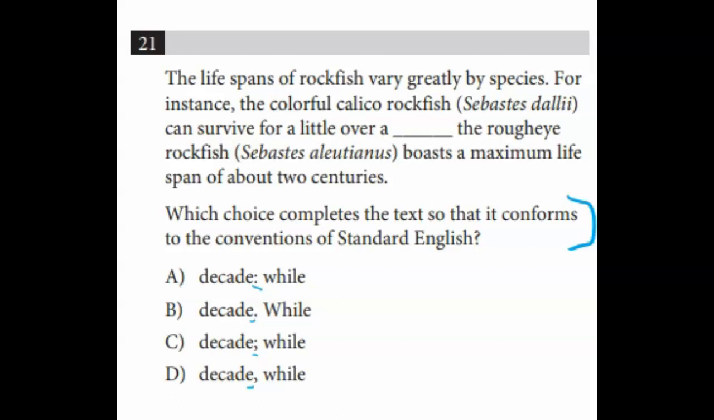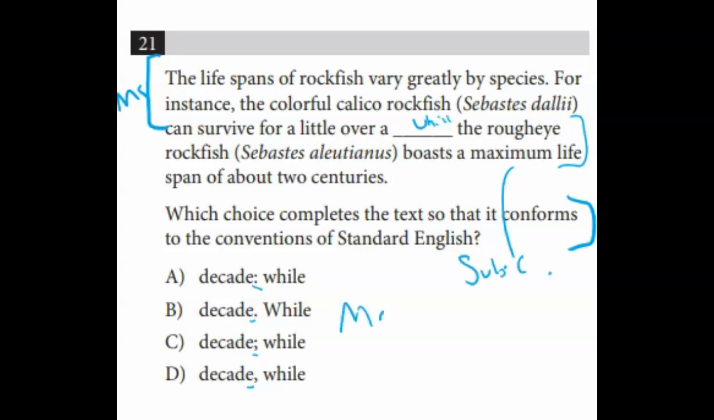The lifespan of a rockfish varies greatly by species. For instance, the colorful calico rockfish can survive for a little over a decade, while the rough-eye rockfish boasts a maximum lifespan of about 2 centuries. Dang, good for the rough-eye rockfish. Immediately I can see that's a main clause, and that this is while. While the rough-eye rockfish is going to be what you call a subordinate clause. So we're just going to put sub C.